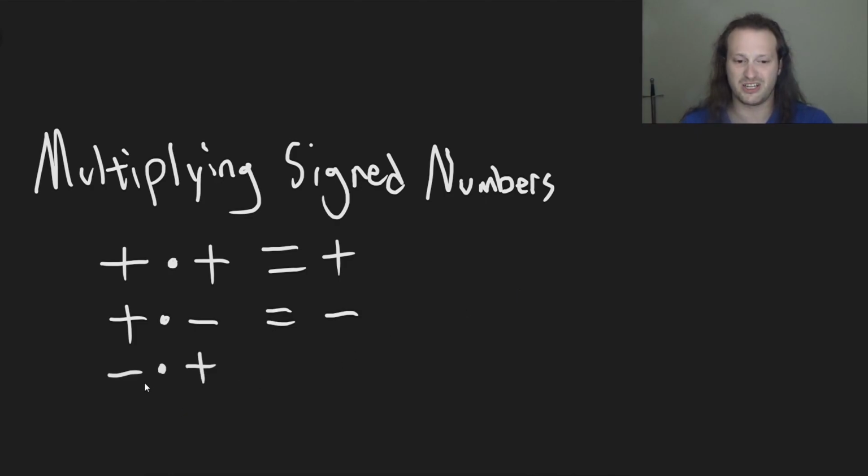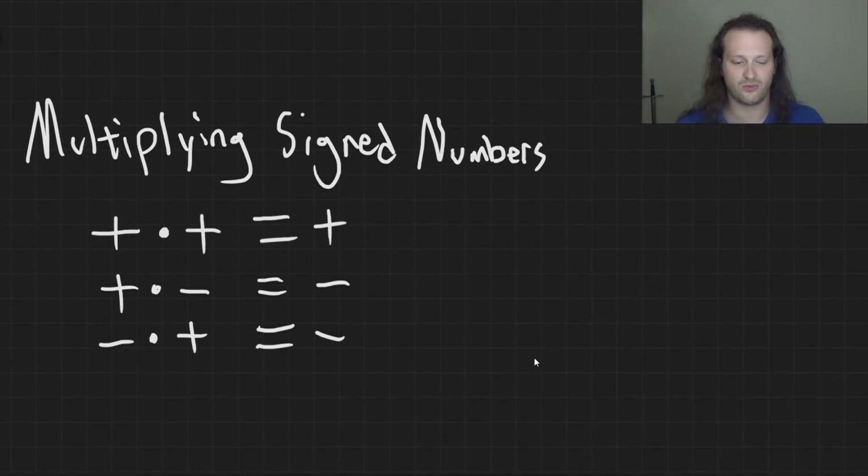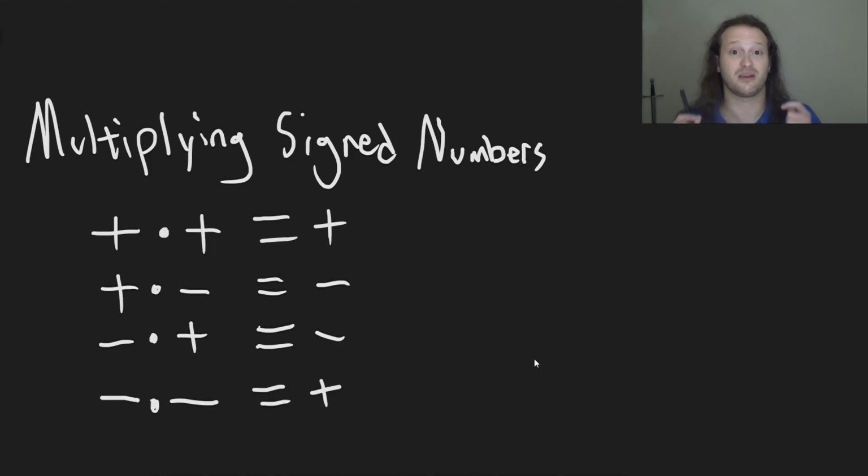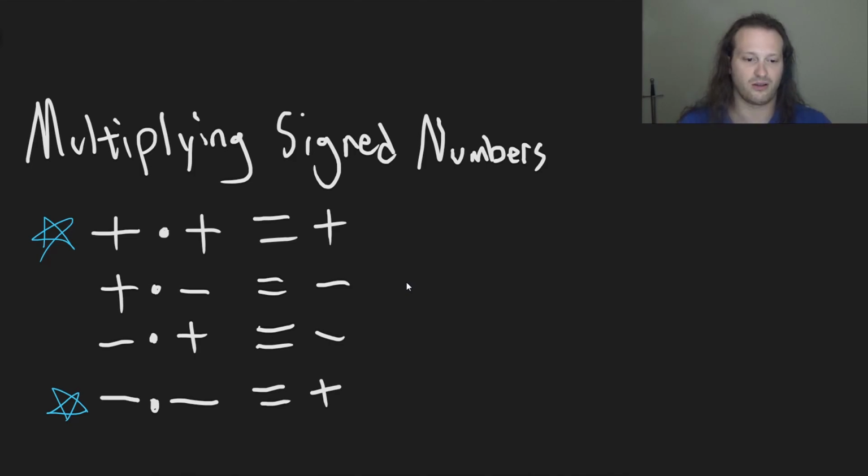Since multiplication is commutative, we can switch the order and it doesn't affect the outcome, so it's going to be negative. But then we have a negative times a negative. Surprisingly, this is positive. So a negative times a negative is a positive. If you're multiplying two numbers together and they're the same sign, then it's positive. If they're opposite signs, then they're negative.